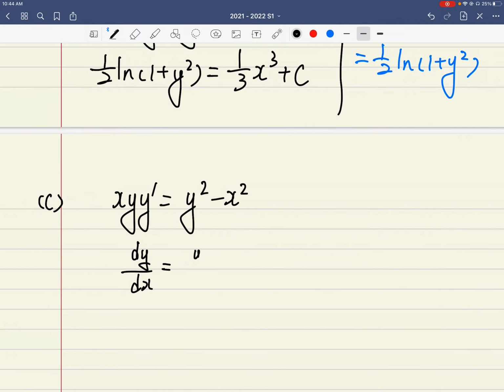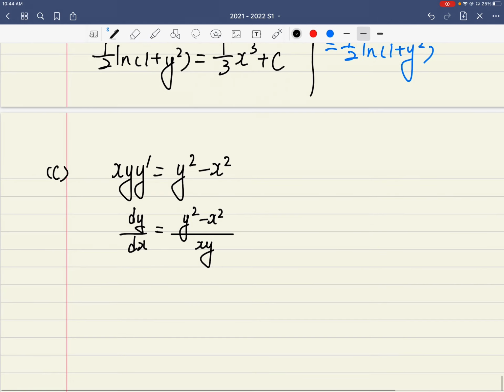But here, you notice that it's another type of ODE. Because if you write dy over dx in this way, you can see it is a homogeneous ODE. What does that mean? It just means on the right hand side, you can see the top is squared, right? The power is 2. The bottom is also x times y. Together the power is still 2. So the top and bottom both have the same power. Right? It's considered a homogeneous.